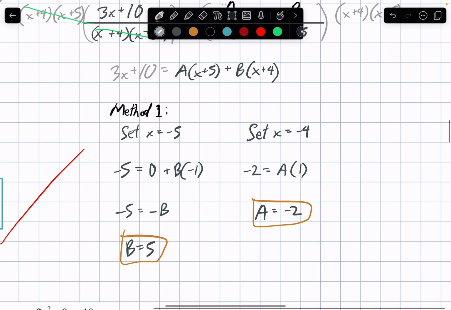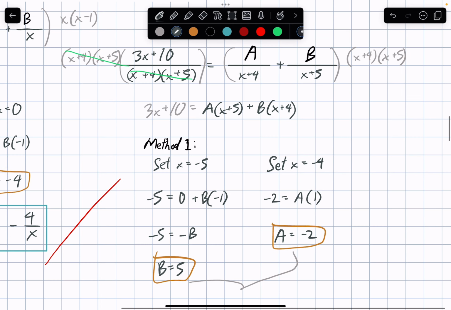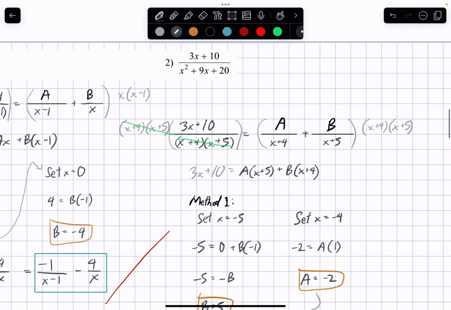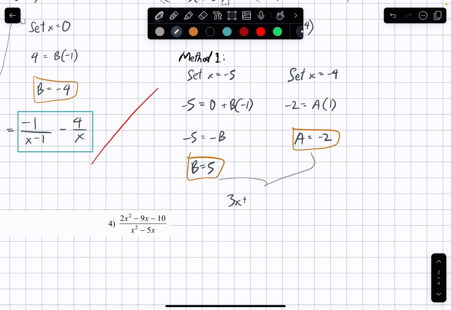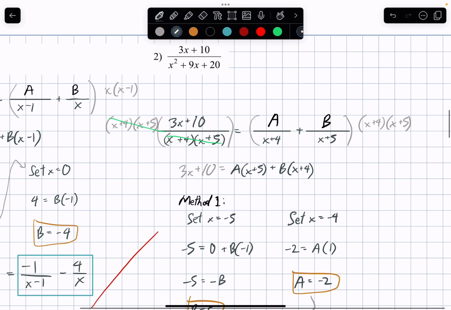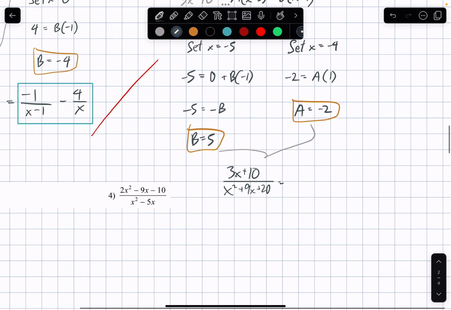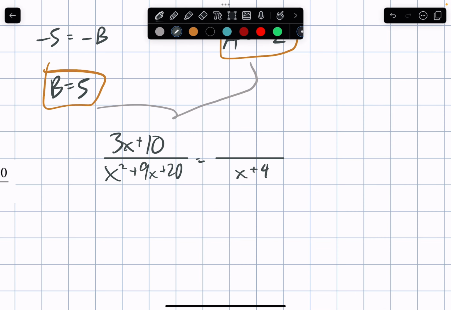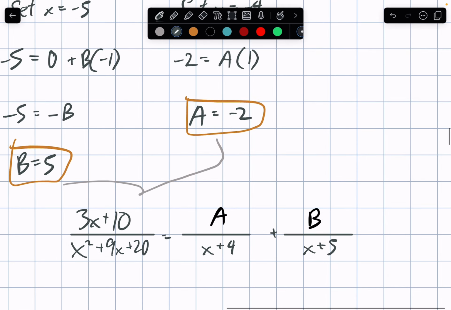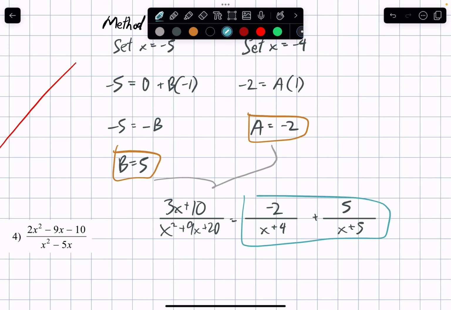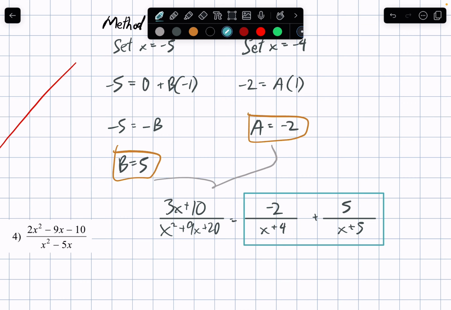That's it. Now that we know what a and b are, we go back to the very first form. So we just copy what's given: 3x plus 10 over x squared plus 9x plus 20 equals x plus 4, x plus 5, and then one is a over here, the other is b. So this time, what we do is substitute. So a becomes negative 2, b becomes 5. This is the final answer, the partial fraction decomposition. According to the answer key, we are indeed correct.